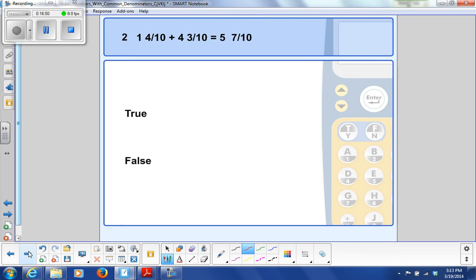All right, so in your notebook, you're going to answer these questions, and we will check them in class the next day. So this is 1 and 4/10. I know it's written kind of funky, but that's what happens when you're using a computer program and it won't have the line underneath it. So 1 and 4/10 plus 4 and 3/10 equals 5 and 7/10. Is that true or false?